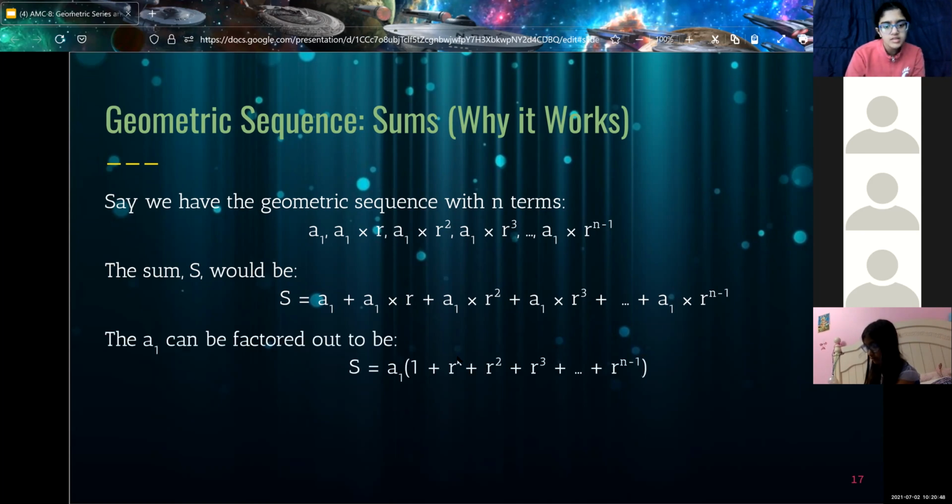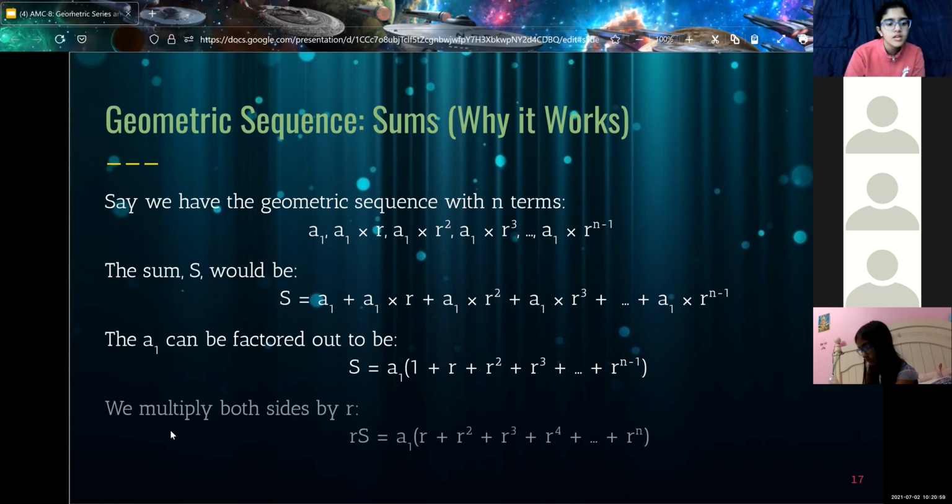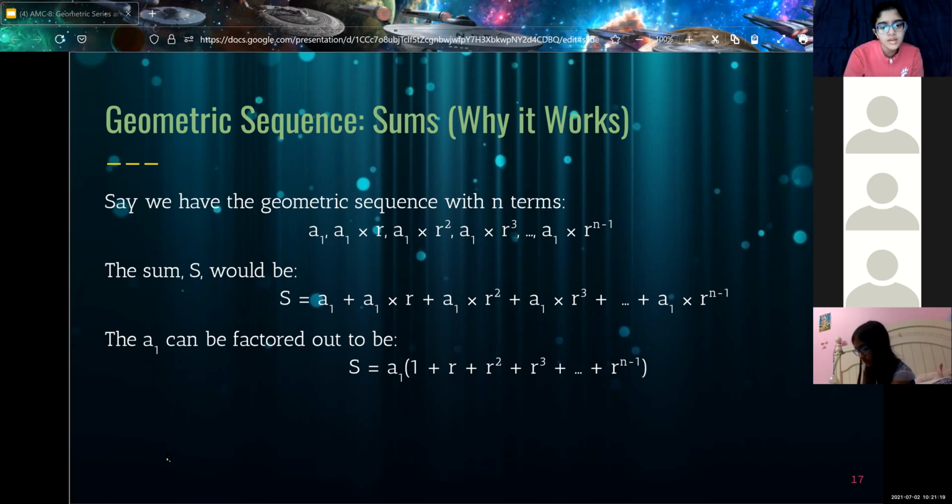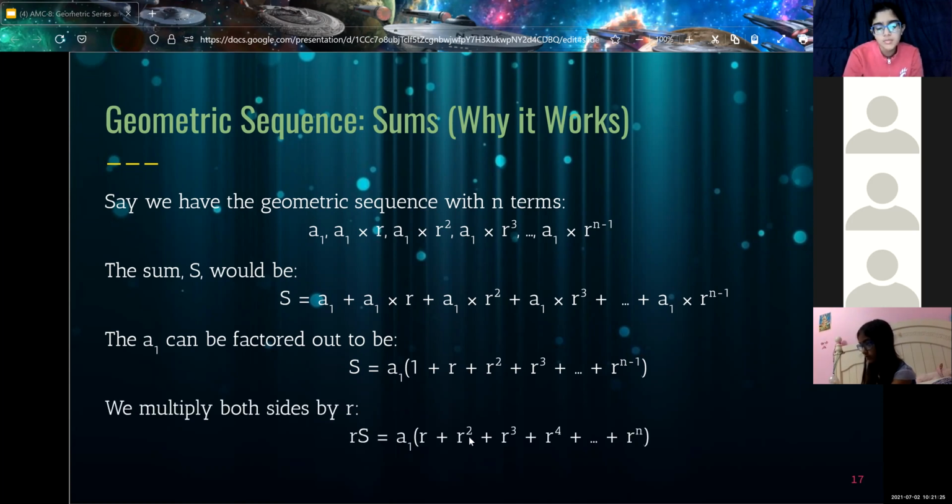So a1 can be factored out, and we get s is equal to a1 multiplied by 1 plus r squared plus r cubed, all the way to r times r to the power of n minus 1. Then we multiply both sides by r, and we get rs is equal to a1 times r plus r squared plus r cubed plus r to the power of 4, all the way to r to the power of n.